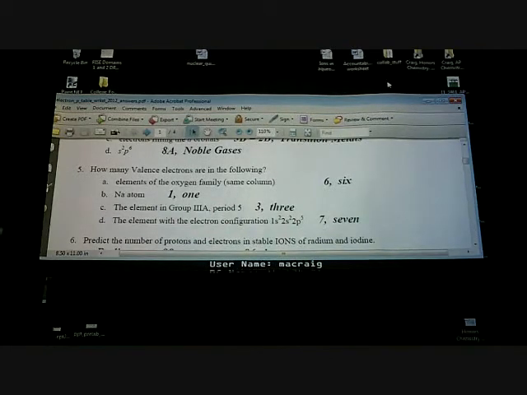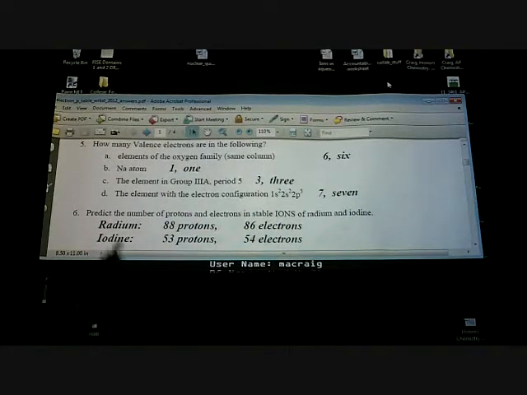Predicted number of protons and electrons in stable ions of radium and iodine. Some of you were having concerns with stable ions. Most common charge. So we're looking at, does something want to lose electrons or gain electrons? And again, metals want to lose, and non-metals want to gain. When we look at metals, how many valence electrons do they want to have after they lose? 0. And then the non-metals want 8. Keeping that in mind is going to help you in answering these questions.